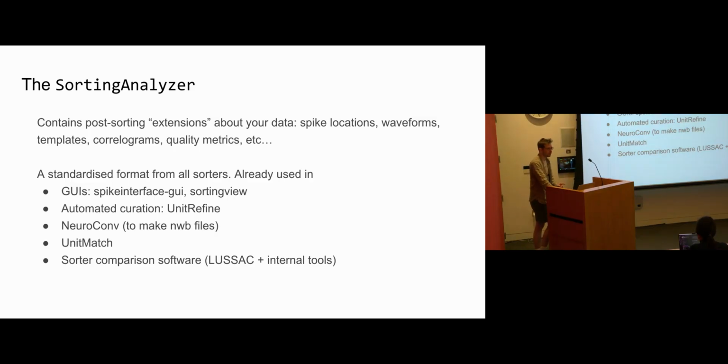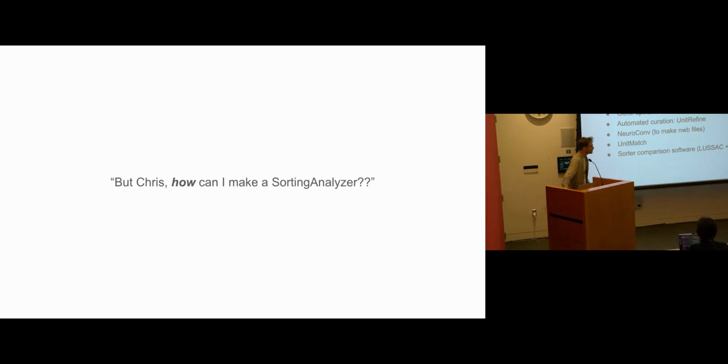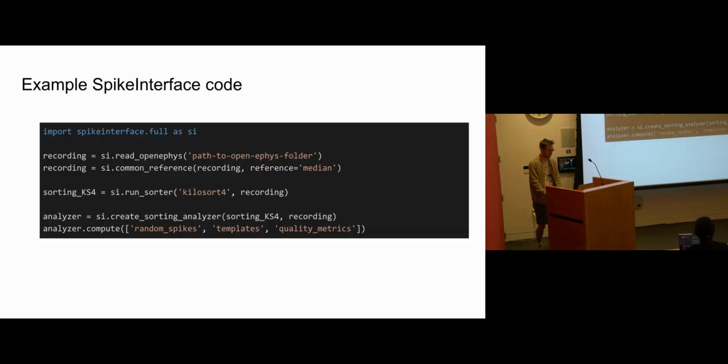Okay, so now you want to make an analyzer. So now your question is, but Chris, how can I make a sorting analyzer? Well, good news, it's very easy. So here's a very basic pipeline. You import the SpikeInterface package. You read your OpenEphys file. You apply some pre-processing. You run Kilosort. You make one of these sorting analyzers. You compute some extensions. Okay, what if I want to run MountainSort instead of Kilosort?